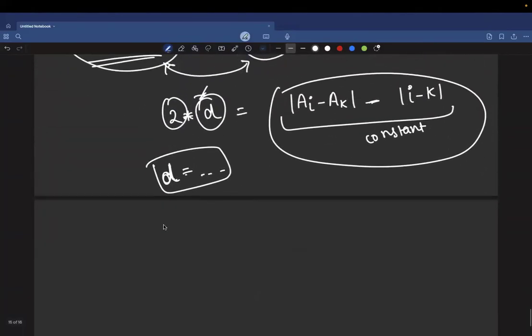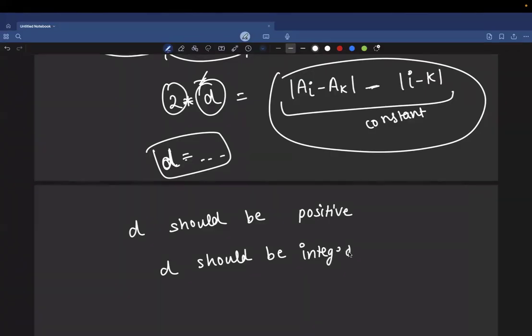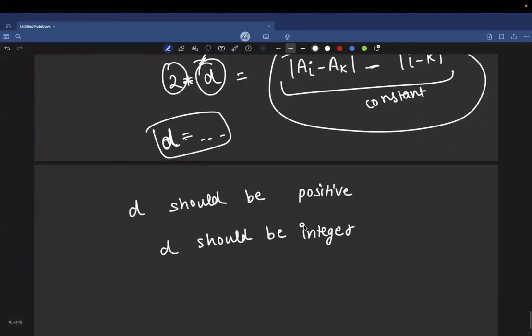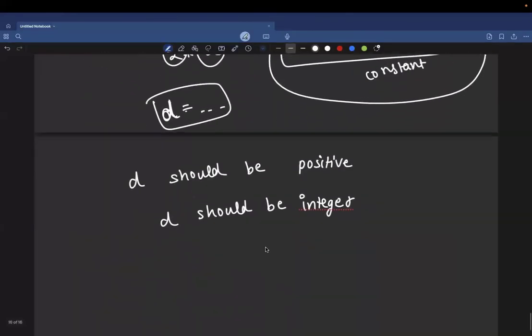So you know one thing for sure, d is always positive. Like it should always be positive. D should be positive and d should be an integer. Or in simple words, d should be a whole number.